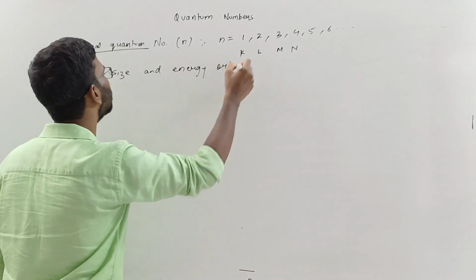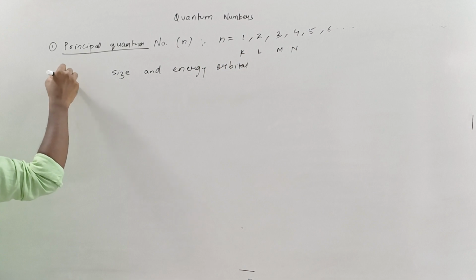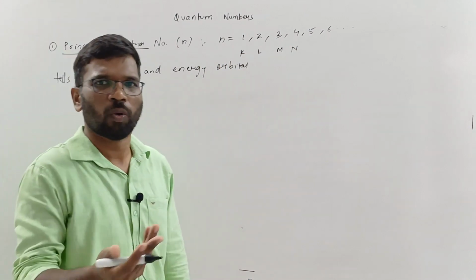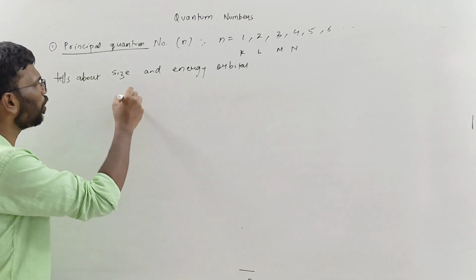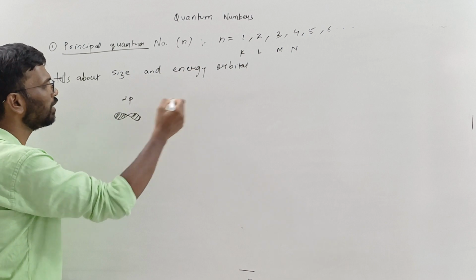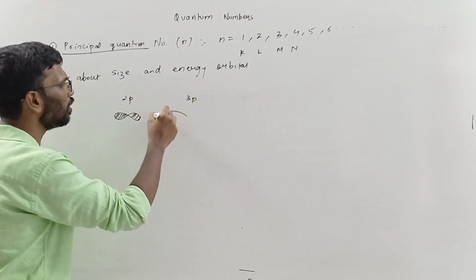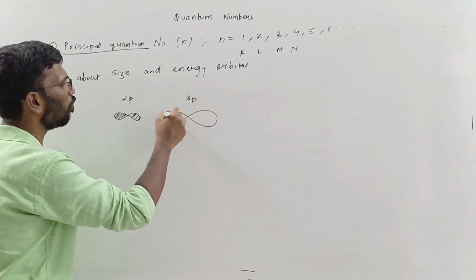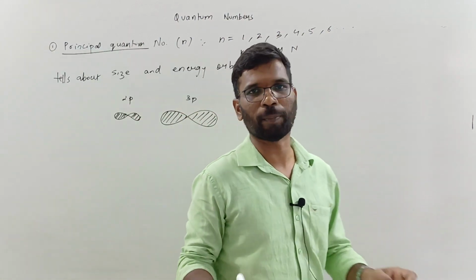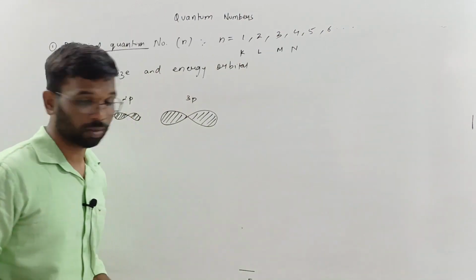This tells about the size and energy of the orbital. What is the meaning of this? Let's say there is a 2p orbital. The 2p orbital is of this size. Then the 3p orbital will be of this larger size. So that is what it represents. This is what the principal quantum number is.